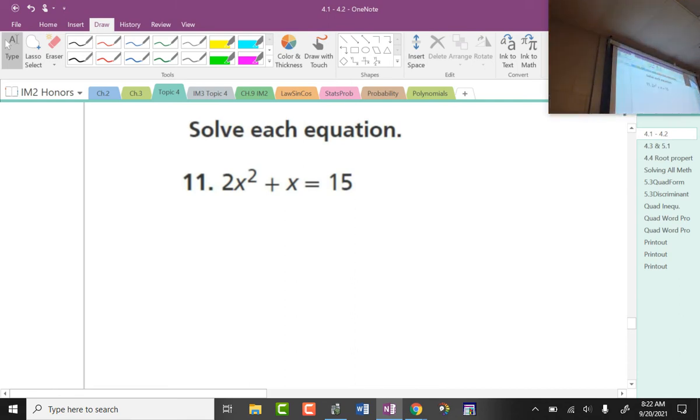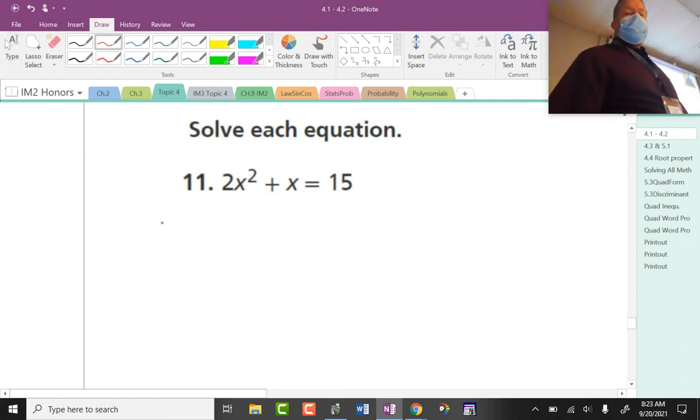Now, this one I claim is one we should not be doing a four-step factoring method on. All right. First of all, what do I have to do with the 15? Subtract it. You got to bring it over there. There's no 15 product rule. I get people doing that.